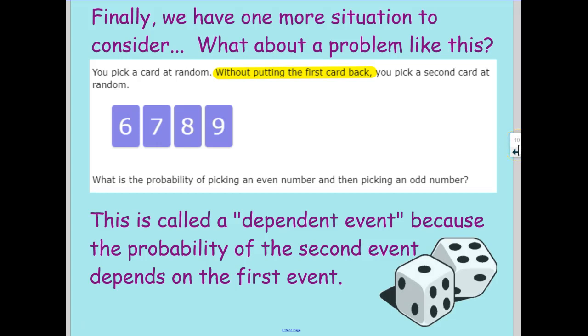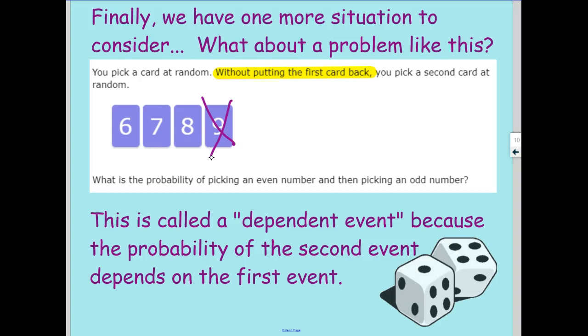Okay, one more situation. What about a problem like this? I'm going to pick a card at random, but now I'm not going to put it back. And then I'm going to pick a second card at random. So for example, if I pulled a 9, when I reached to go pull another card, the 9 would not be there anymore. So this is a slightly different situation than what we were talking about before.